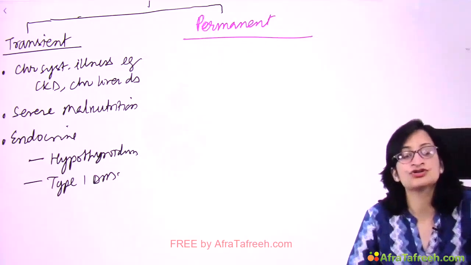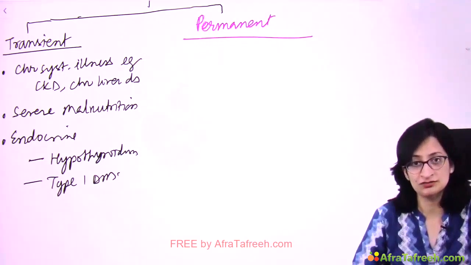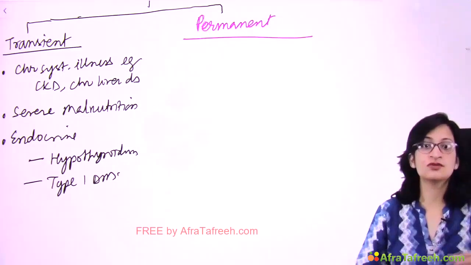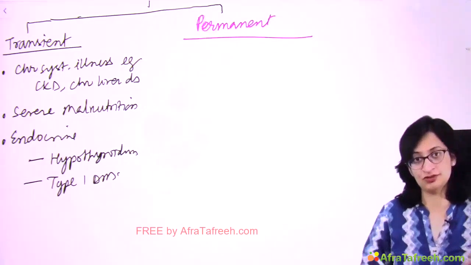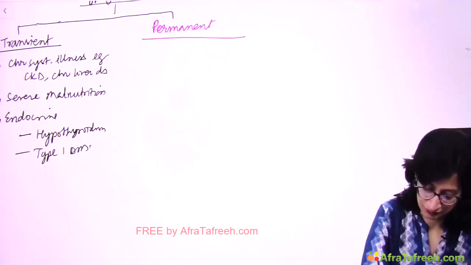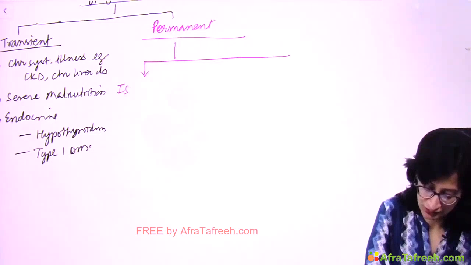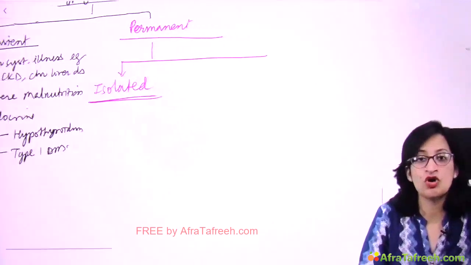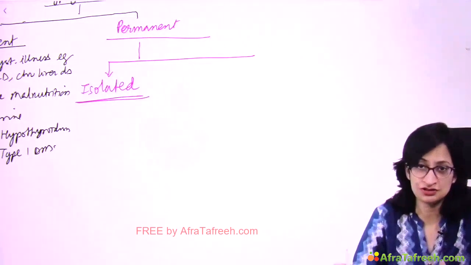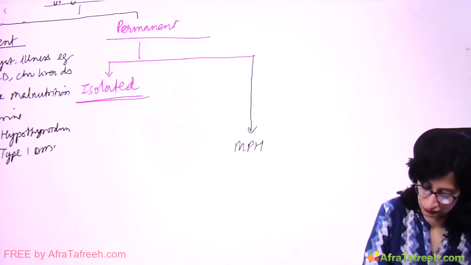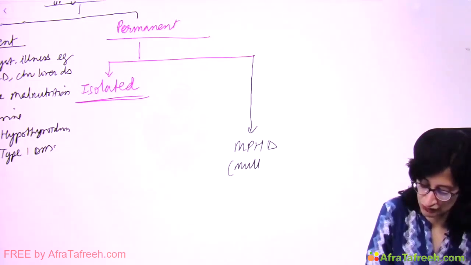Now, permanent causes of hypogonadotrophic hypogonadism can include either isolated hypogonadotrophic hypogonadism, or it can be multiple pituitary hormone deficiency.